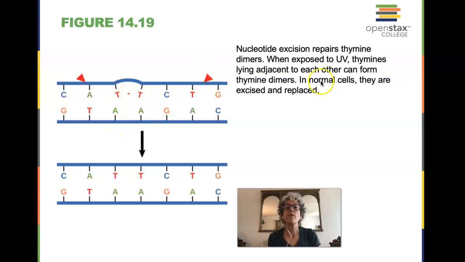The way to repair that is called excision repair. We have enzymes that can recognize that this is not correct and will cut the DNA on either side of that, and a DNA polymerase will go in and repair that, replace it with correctly attached thymines.